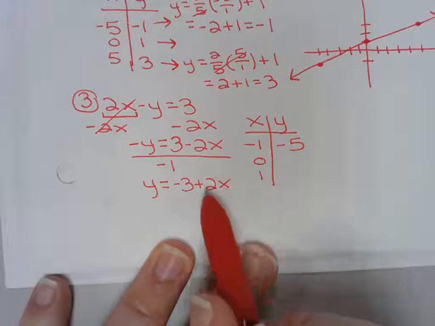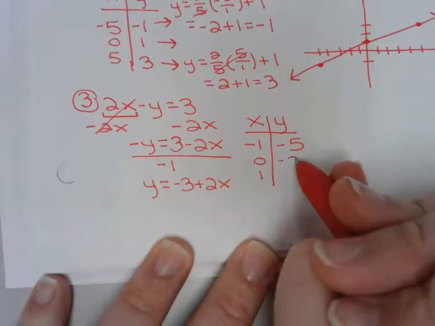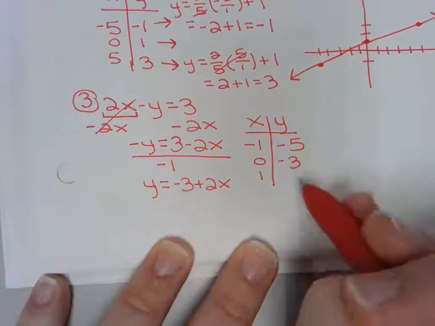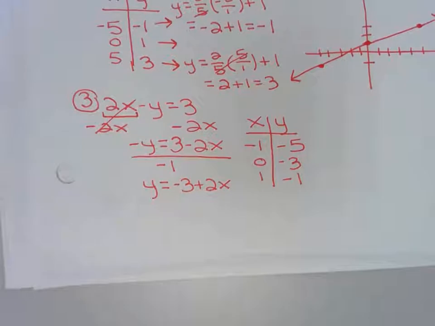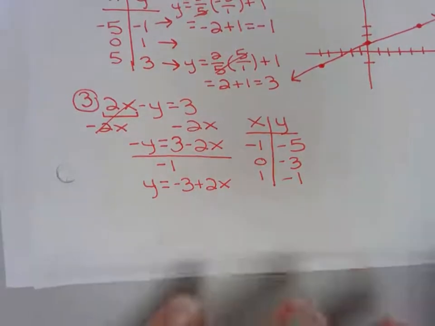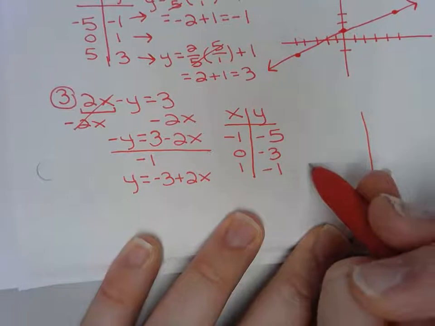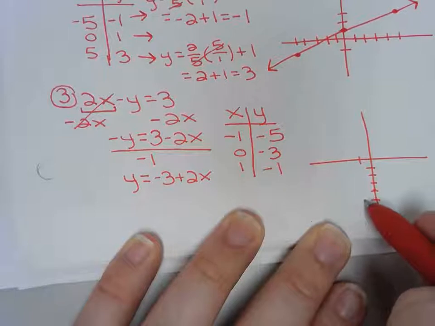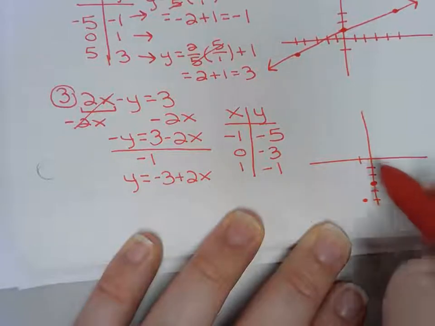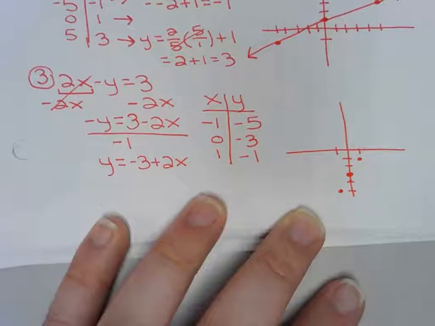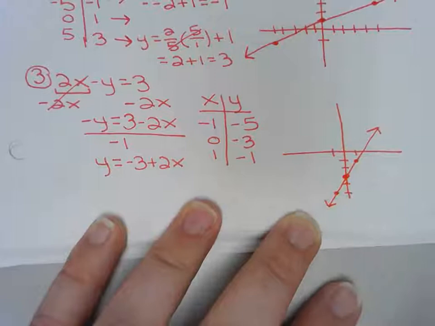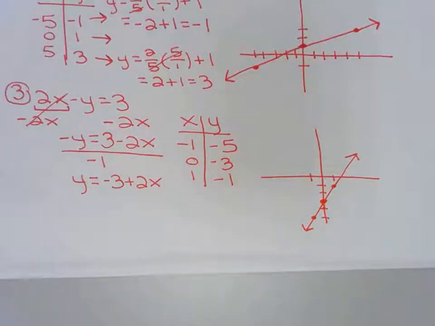Yeah, if I plug in 0, negative 3 plus 0 is negative 3. And if I plug in 1, 2 times 1 is 2. Negative 3 plus 2 is negative 1. Like I said, they should follow the same pattern, adding 2 each time. And if I graph this real quick, negative 1, negative 5. 0, negative 3. And 1, negative 1. Something like that. Okay. Any questions on that one?